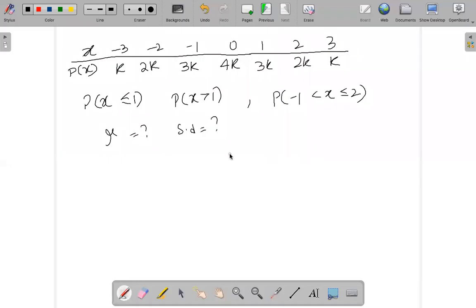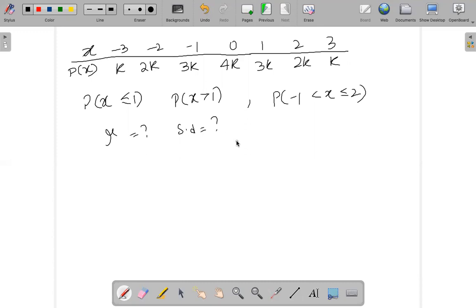So given that, we have to find the value of x such that the following distribution represents a finite probability distribution. Hence we'll find the mean and the standard deviation. Also find P of x less than or equal to 1, P of x greater than 1, and P of minus 1 less than x less than or equal to 2.